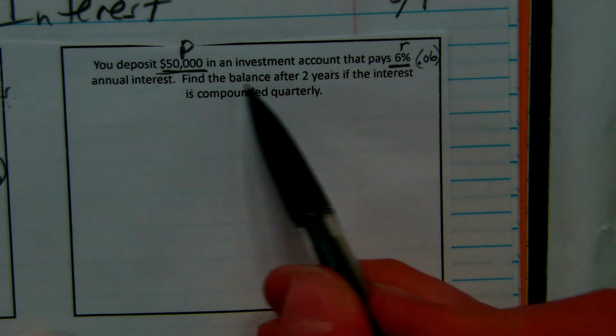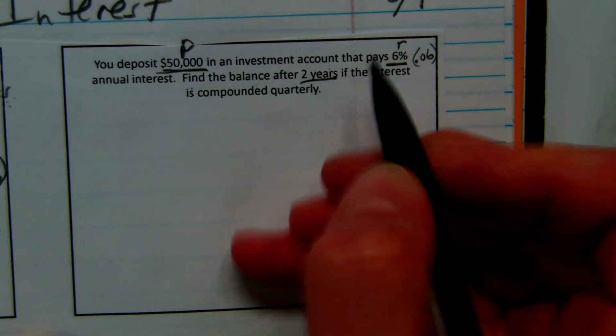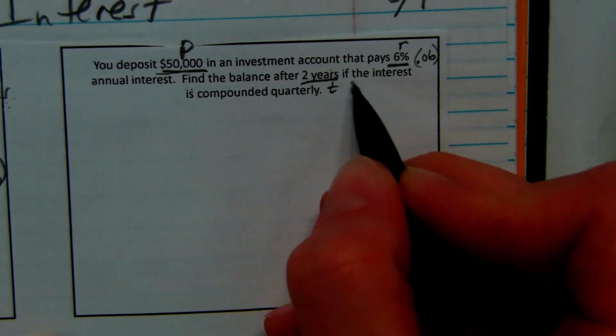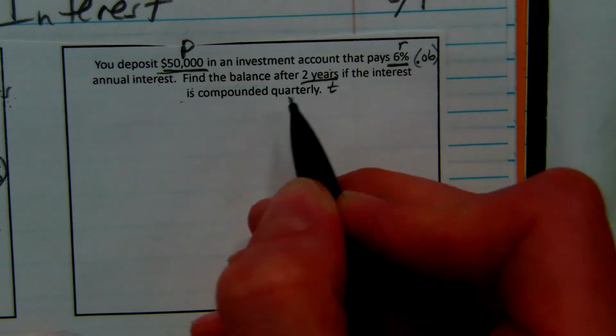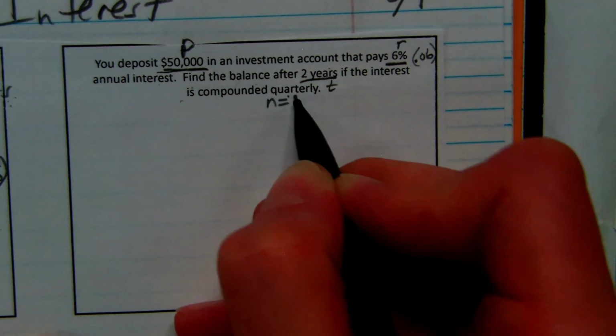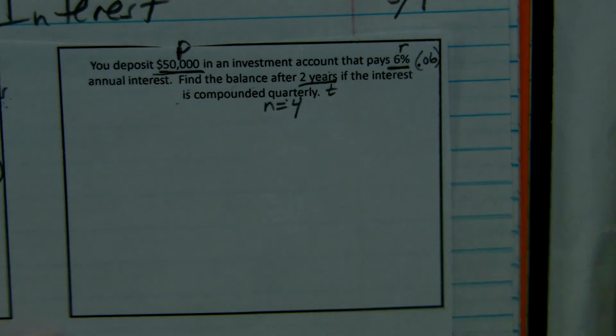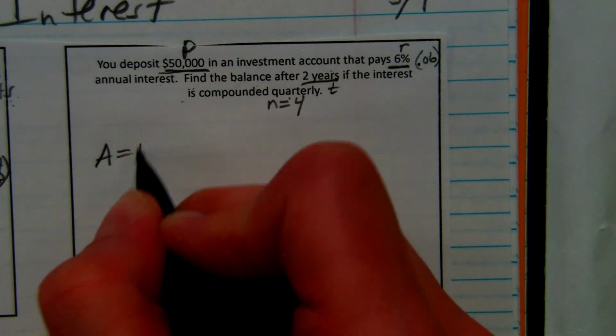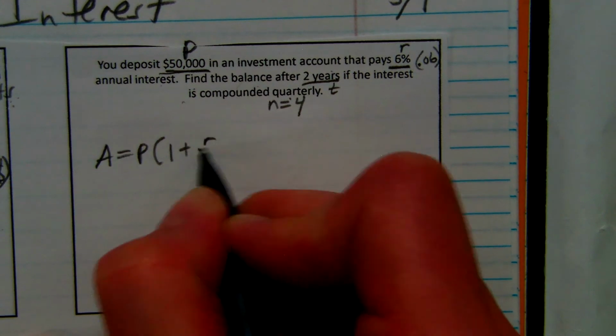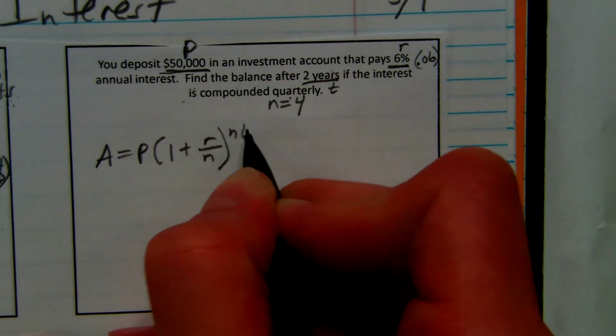All right, and we're going to find the balance after 2 years. So that's my time, T. If the interest is compounded quarterly. So quarterly is 4 times a year. That means that N is 4. So we found all the numbers that we need. So our formula is A equals P times (1 plus R over N) to the NT power.